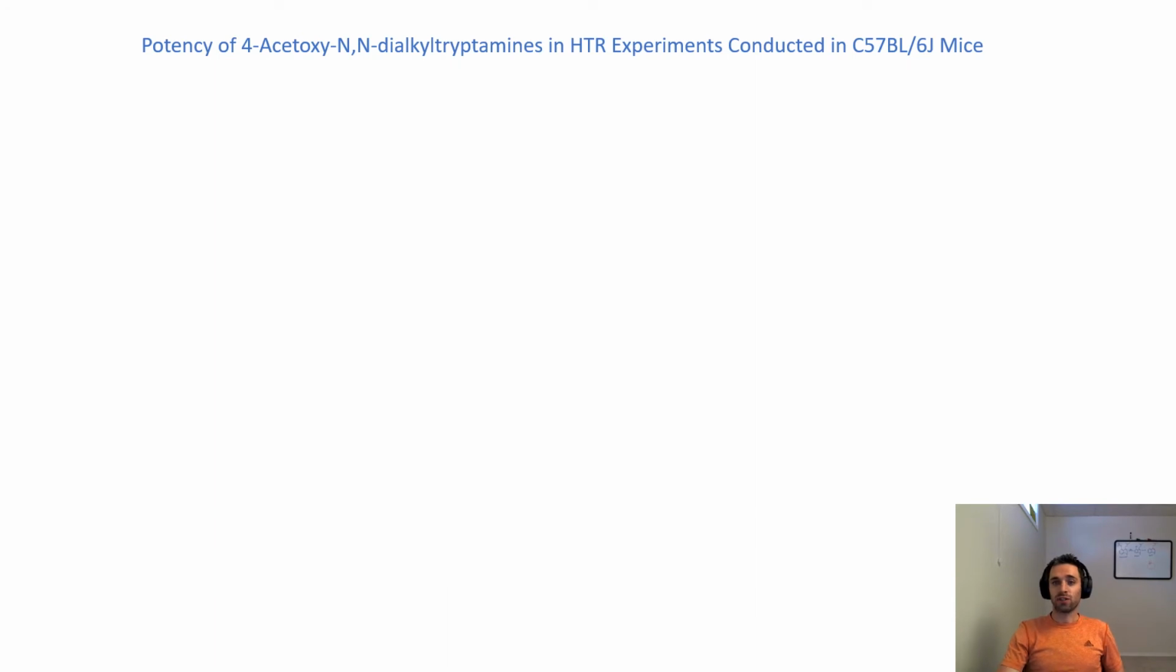In the next set of experiments, the researchers looked at the 4-acetoxy psilocin derivatives in terms of the head twitch response. Basically the same experiments, different substitution. Instead of having the alcohol at the 4 position, as in psilocin, we now have an ester at the 4 position, making it 4-ACO-DMT.